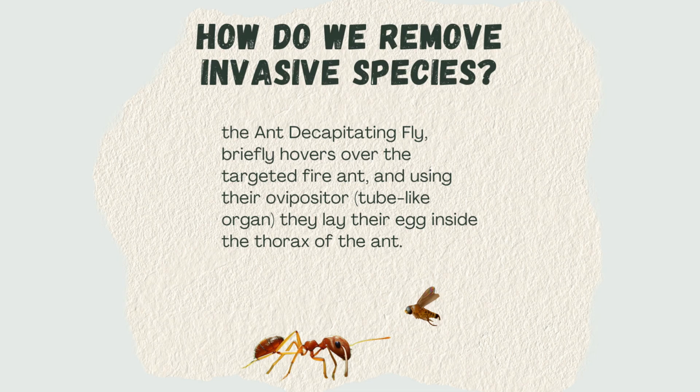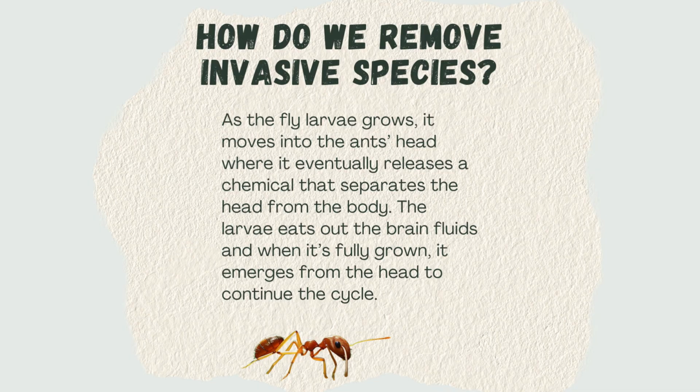The ant decapitating fly briefly hovers over the targeted fire ant, and using a tube-like organ, they lay their egg inside the thorax of the ant. As the fly larva grows, it moves into the ant's head where it eventually releases a chemical that separates the head from the body, hence the decapitating ant. The larva eats out the brain fluids, and when it's fully grown, it emerges from the head to continue the cycle.